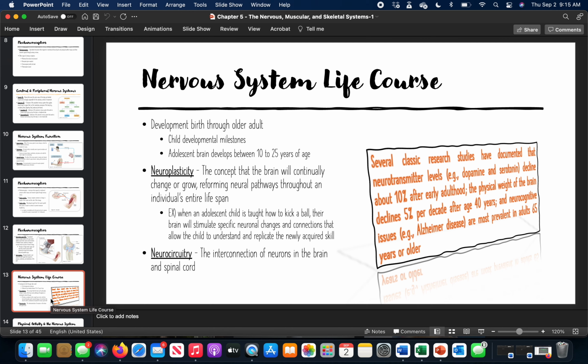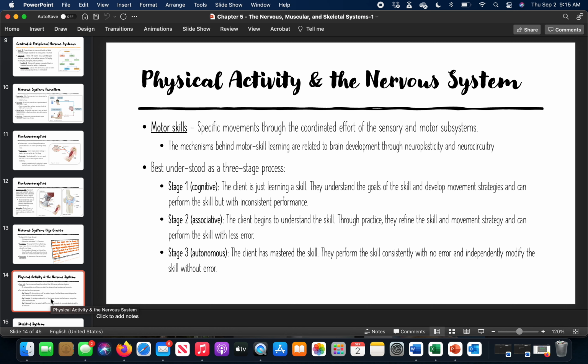Okay. Now, with physical activity in the nervous system, we would talk about the motor skills. There are specific movements through the coordinated effort of the sensory and motor subsystems. So basically your motor skills are through neuroplasticity, through neurocircuitry, we are able to sense things better and then be able to use the correct subsystems of our motor units to then be able to move in a better manner. So our motor skills will continue to develop and get better.